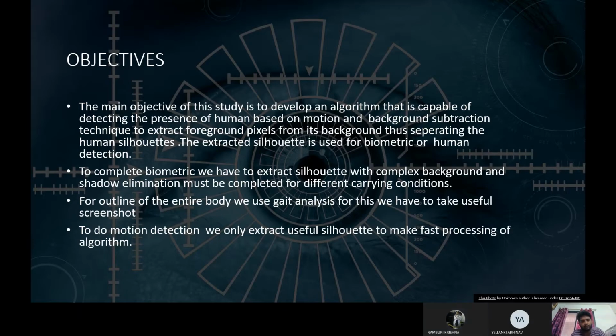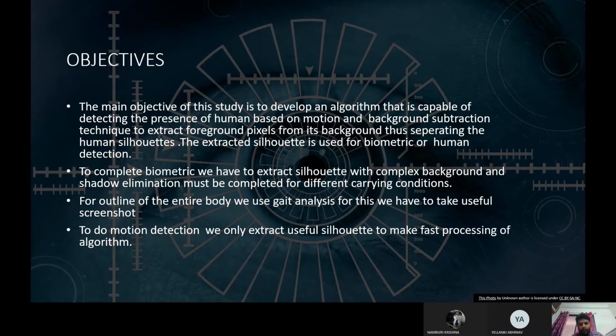The main objective of our project is to develop an algorithm that is capable of detecting the presence of humans based on motion and background subtraction technique, to extract foreground pixels from the background, thus separating human silhouettes. The extracted human silhouette will be used for biometric or human detection.